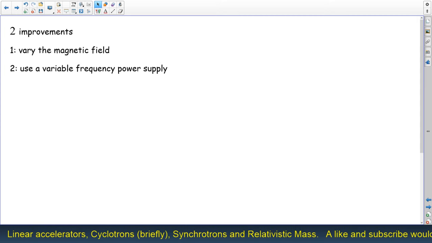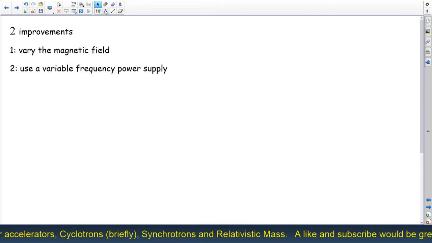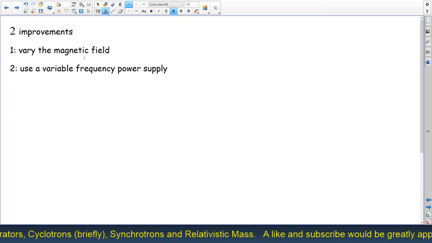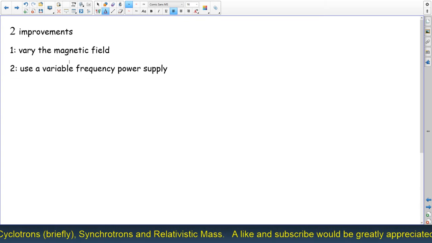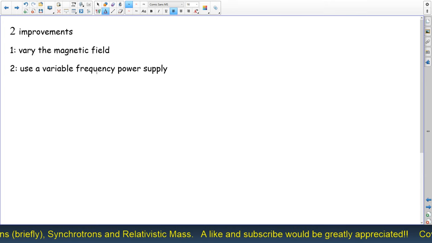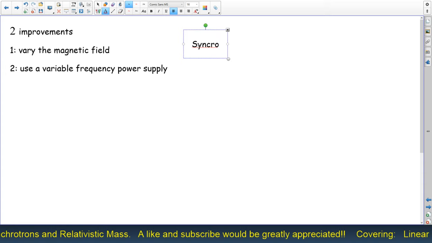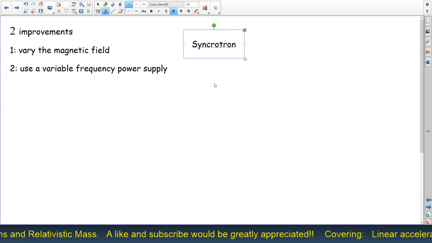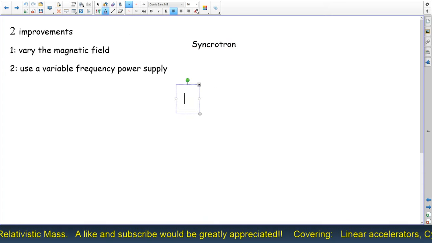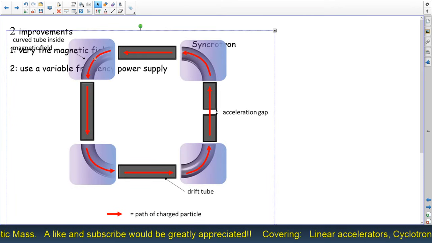And it's done by building an object that can synchronize the magnetic field, the variable frequency that you need, and the speed. And that is why it is called a synchrotron. And it looks basically something like this.